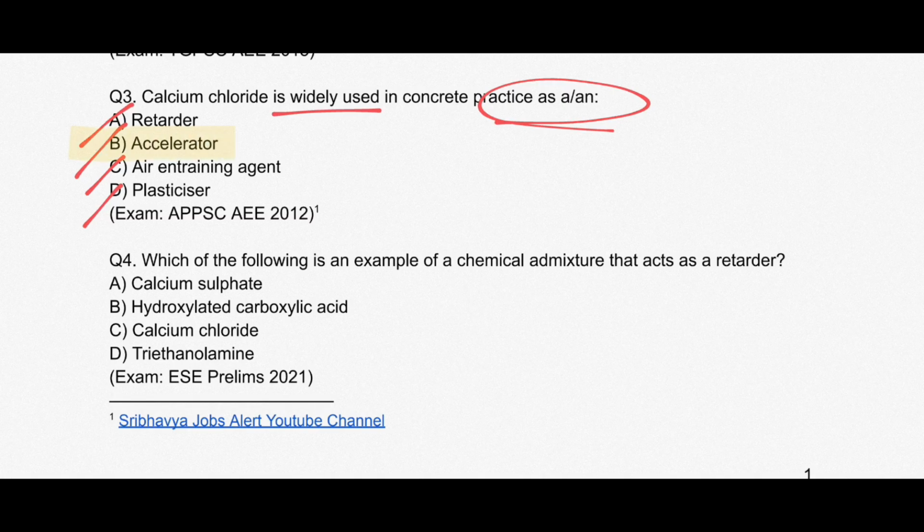Fourth question. Which of the following is an example of a chemical admixture that acts as a retarder? Option A calcium sulfate, option B hydroxylated carboxylic acid, option C calcium chloride, option D triethanolamine. So the answer is option B, that is hydroxylated carboxylic acid, used as a retarder.